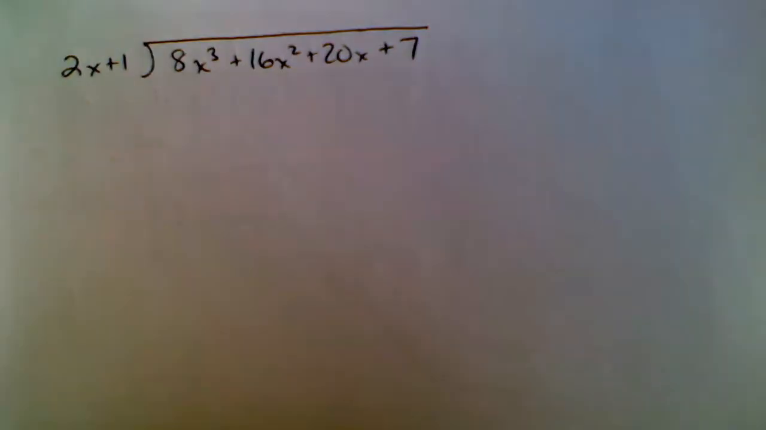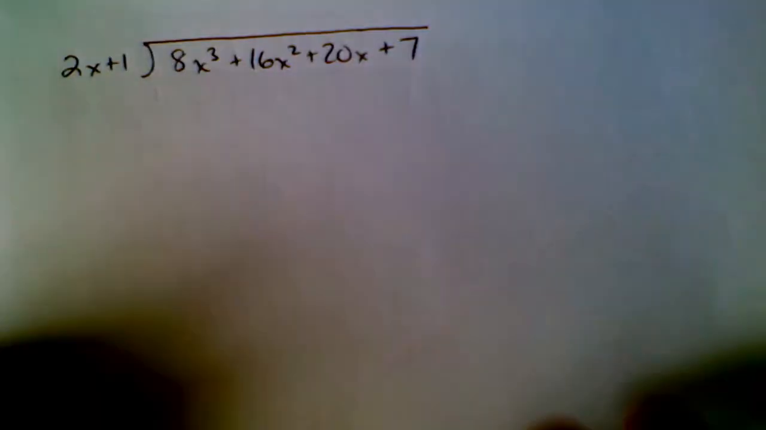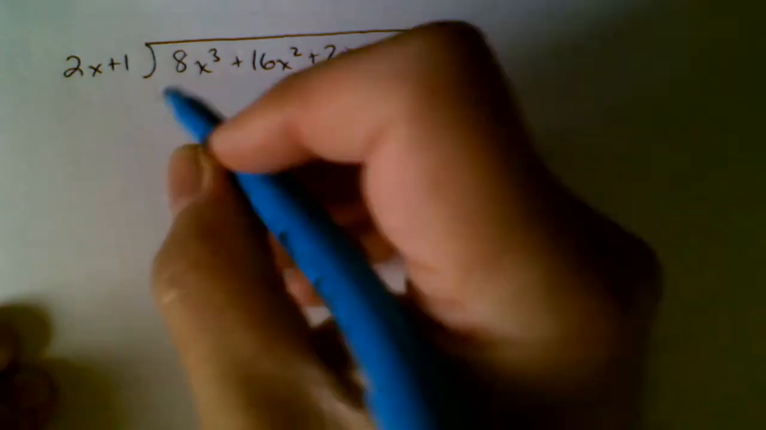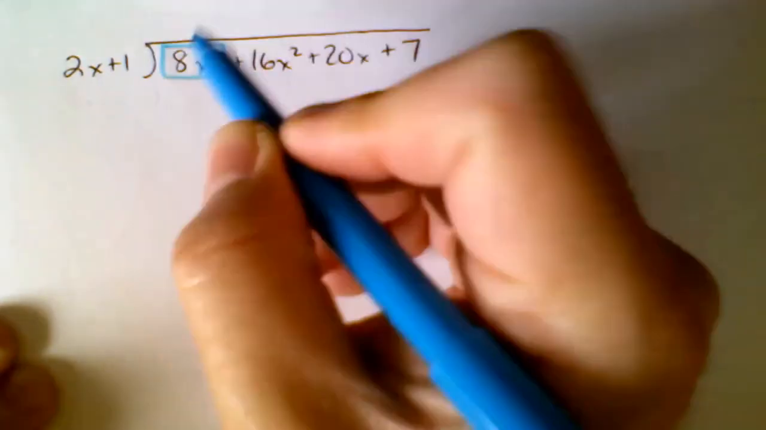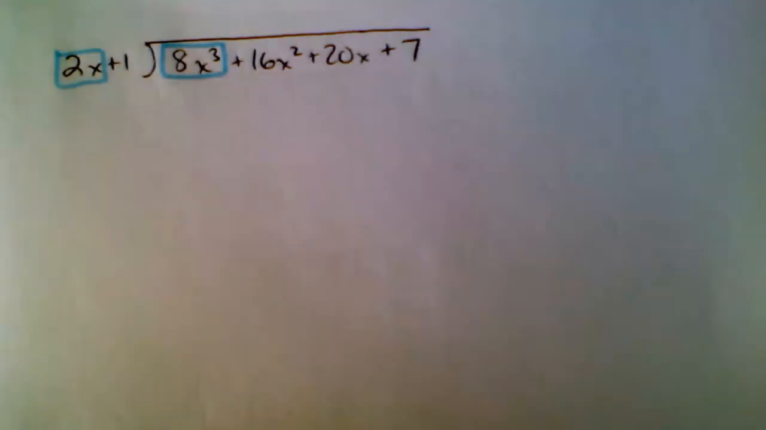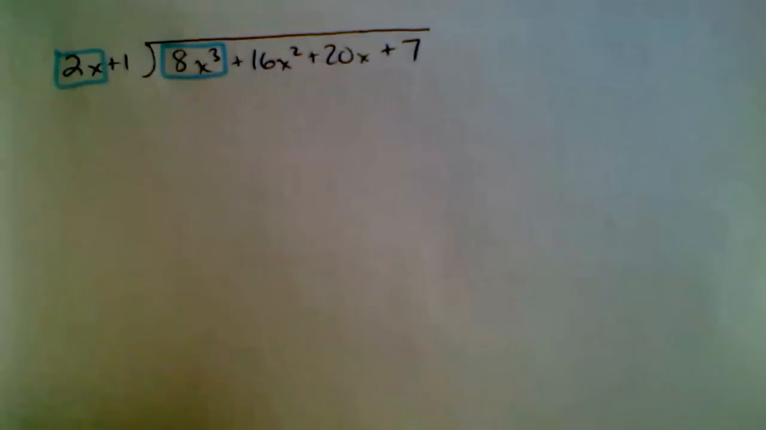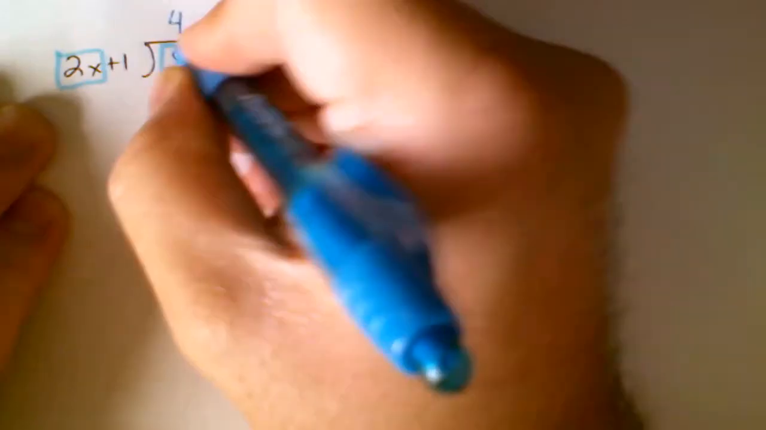Okay, so our polynomial division problem here. To start out, the first thing I'm looking at is this 8x cubed and the 2x. Just like with division, we're really thinking multiplication. So what times 2 is 8? 4 times 2 is 8.